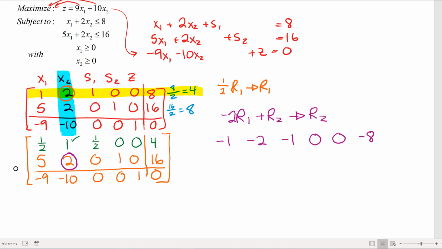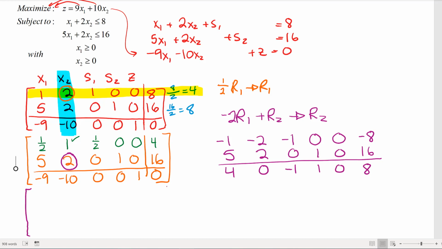Right underneath that, I'm going to put row 2, which is 5, 2, 0, 1, 0, 16. And then I can add down. This gives me 4, 0. No big surprise there. That's what we were hoping to have happen. Negative 1, 1, 0, and 8. This needs to go in the next simplex tableau. So I'm going to carefully rewrite this. Right underneath, I'm using the columns all the way down, so I'm not having to rewrite x1, x2, s1, s2, and z labels. And this is going to go in row 2. Notice that our green row 1 is going to stay the same, so I'm going to rewrite that.